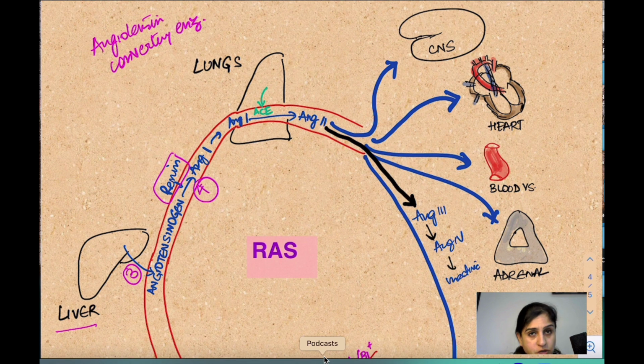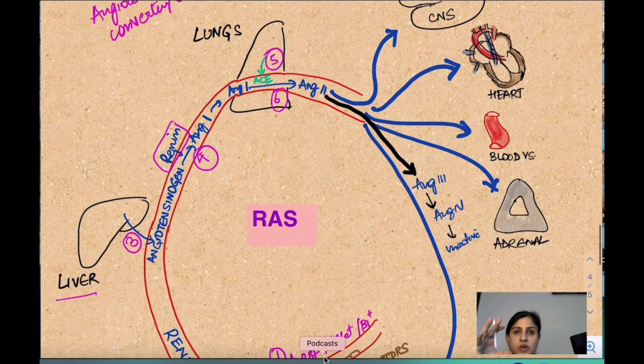So ACE is released from the lungs. Let's say this is number 5. What is the role of this ACE enzyme? It converts angiotensin 1 into angiotensin 2. So this is the number 6, the release and then its action. The action is conversion of angiotensin 1 to angiotensin 2. Now angiotensin 2 is a very potent autocoid out of all these. There are angiotensin 3 and 4, and ultimately it gets inactivated. Out of all these, angiotensin 2 is the most potent and most active, right?